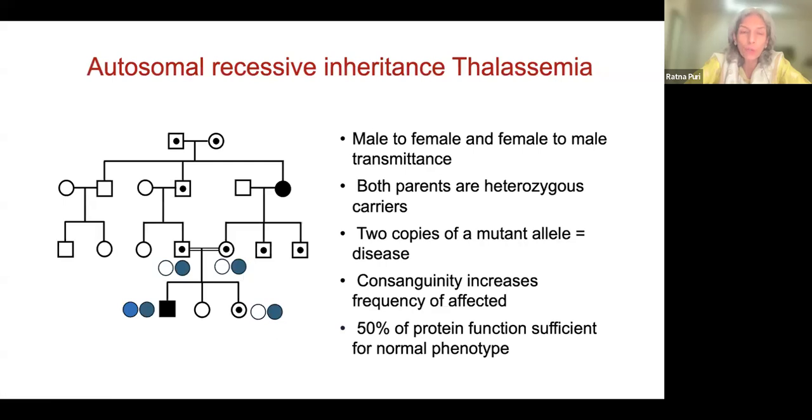We cannot control what is going to go, but yes, we can test to identify if both non-functional genes have gone to the child, who would then be affected.